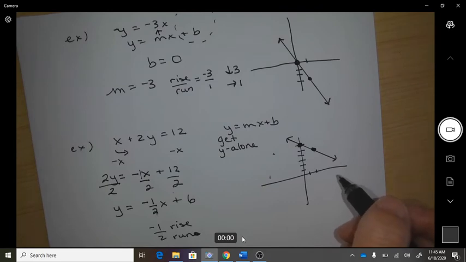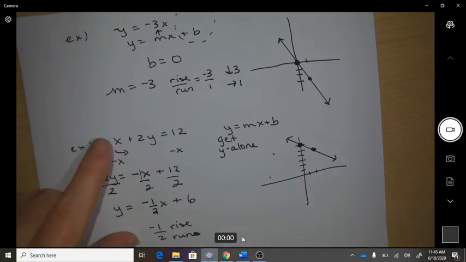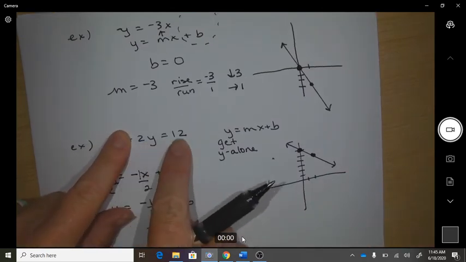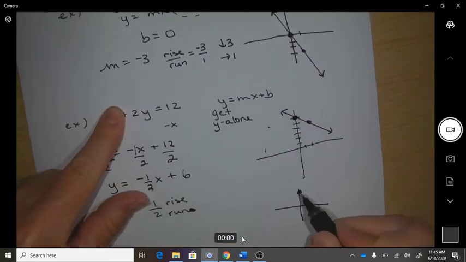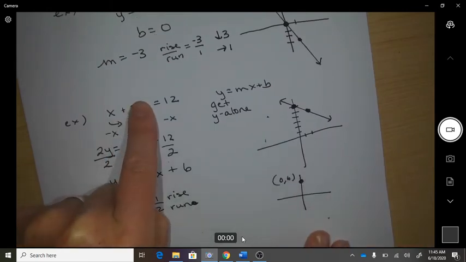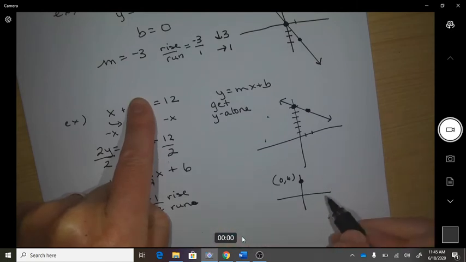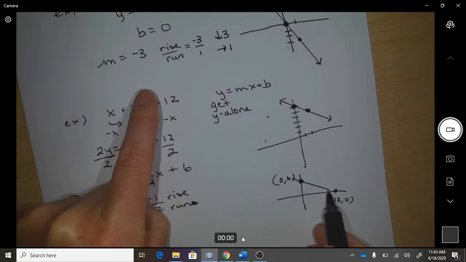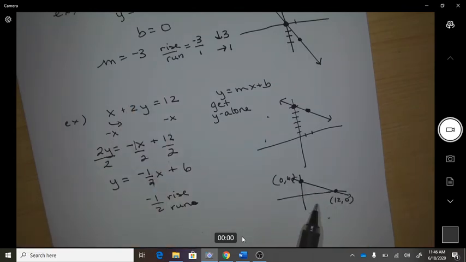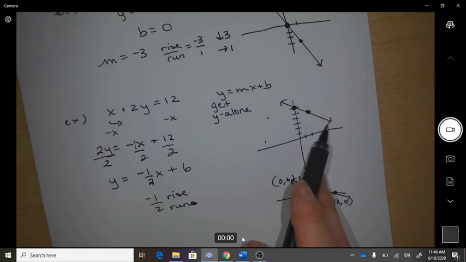Okay, also you can connect past knowledge. What is my y-intercept? If I cover that up, my y-intercept is 6. And what's my x-intercept? If I cover up the y term, my x-intercept is 12. Can you see how that's also happening here? If I keep going, this would end up at 12.